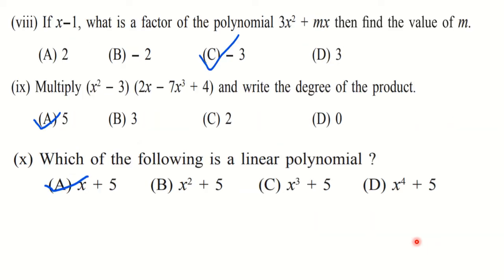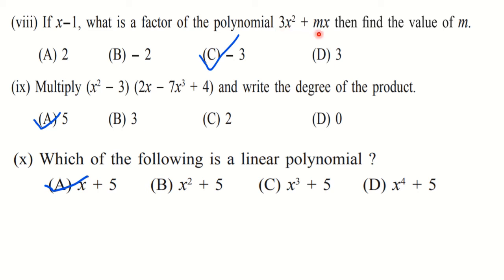Then question number 8. If x minus 1 is a factor of the polynomial 3x square plus mx, then find the value of m. See here, since it's a factor, we can write it is equal to 0 when we replace x by plus 1. So in place of x we are going to write plus 1. So 3 into 1 is 3, and m into 1 is m. Correct. So what did we get here?